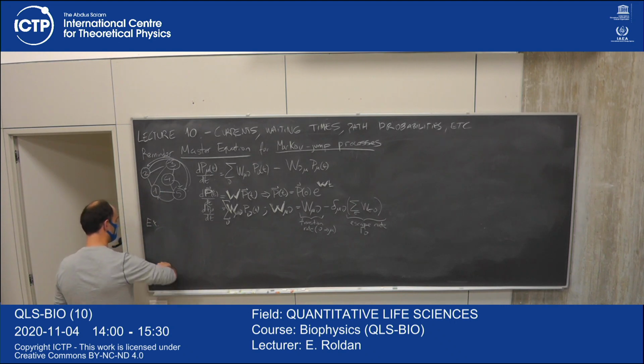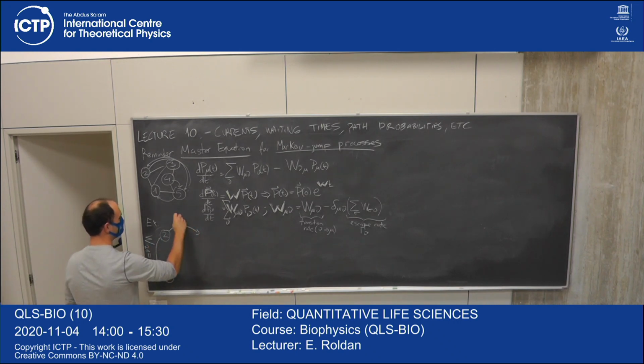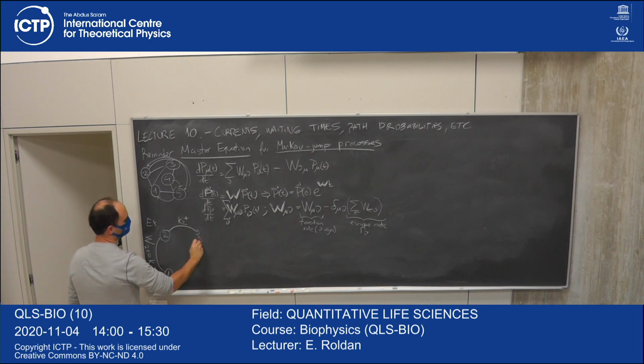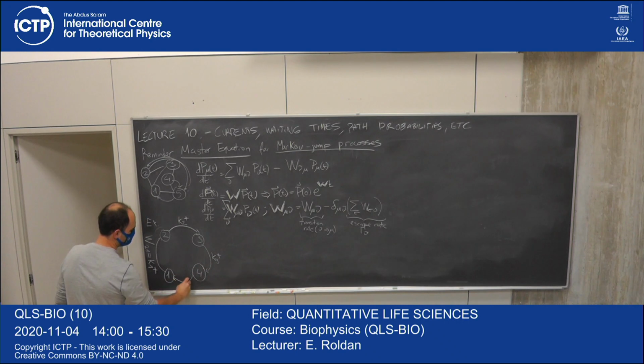Okay. State 1, state 2. This rate, let me write it like this, is W 1 to 2. This I call K1 plus. This is K1 plus. 2 to 3 is K2 plus. 3 to 4 is K3 plus, and 4 to 1 is K4 plus.